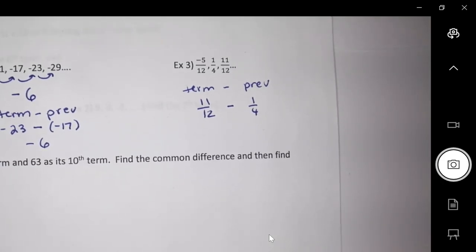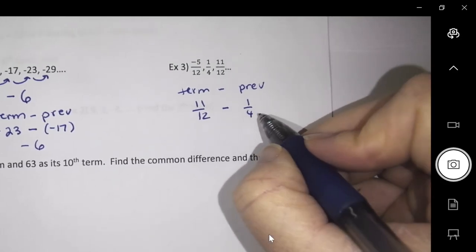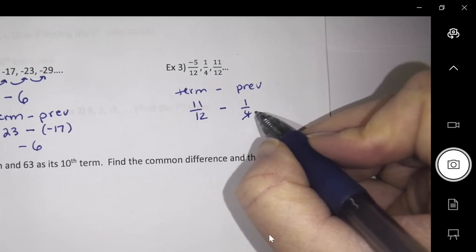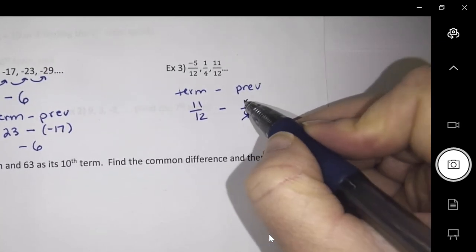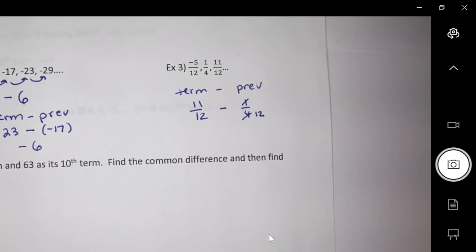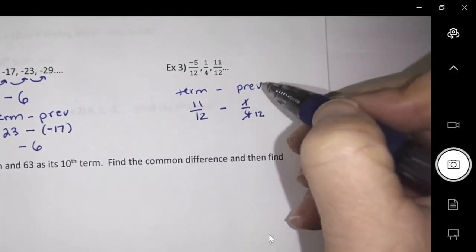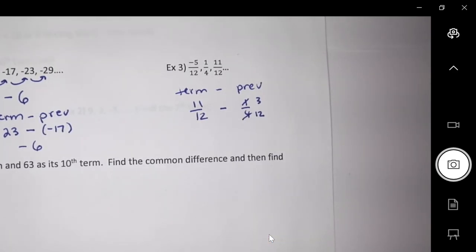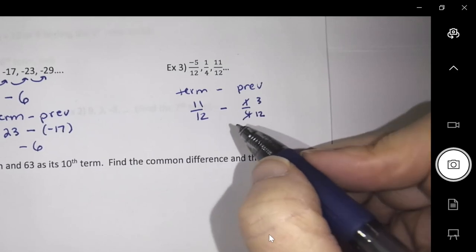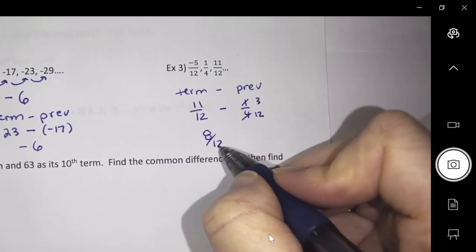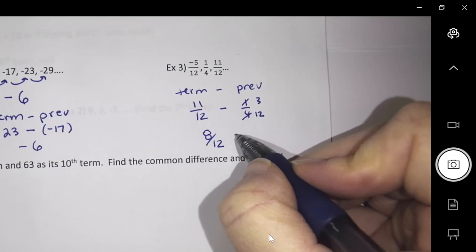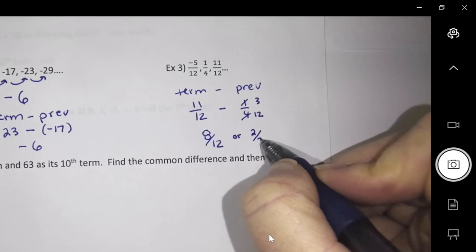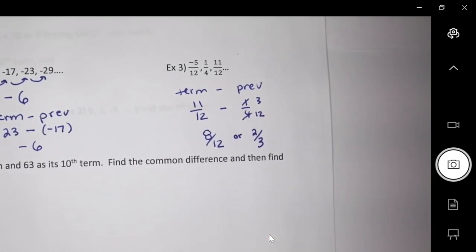How do you add, subtract fractions together? Common denominator. So I'm going to go from a 4 to a 12, which changes its top to 3. So what is 11 subtract 3? 8 twelfths, which is fine. Or 2/3 would have been a good answer as well.